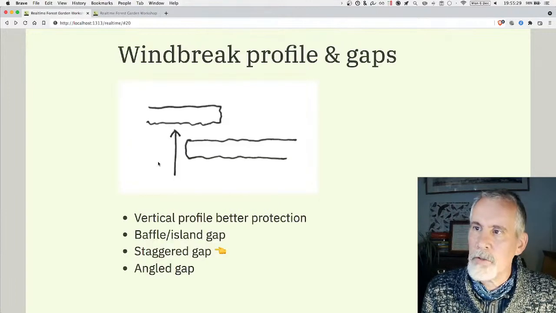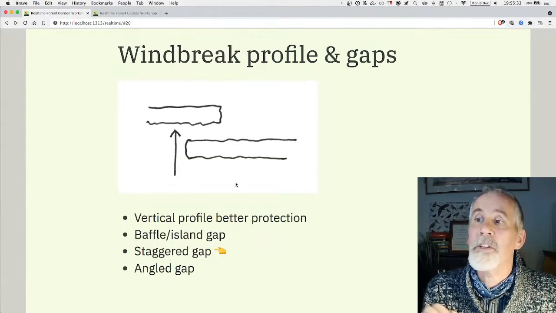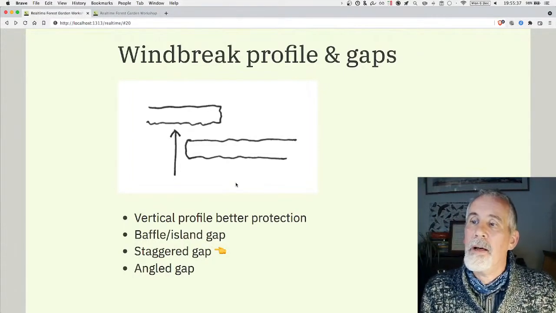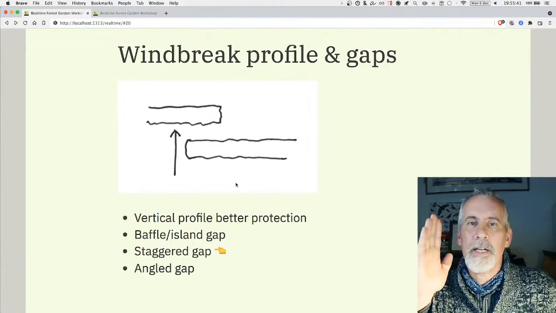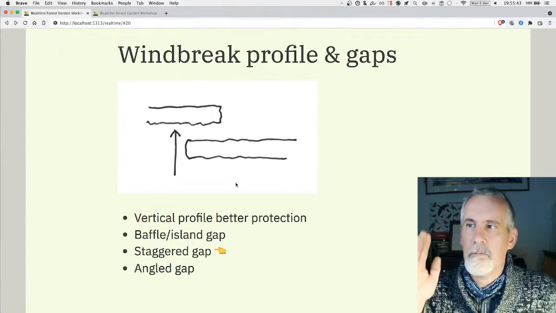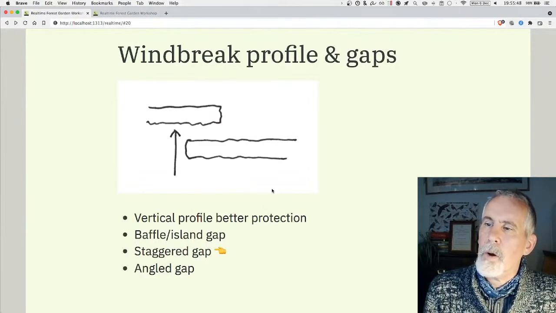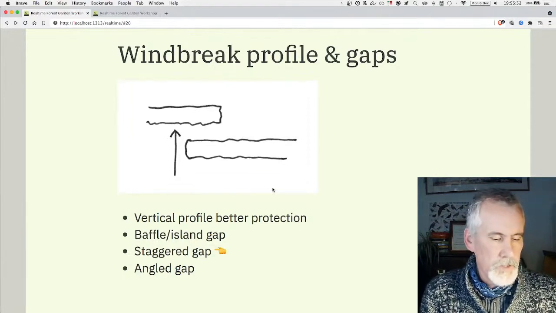You are going to have gaps in your hedges. If you don't have a gap in your hedge, you won't be able to get into your garden, will you? So there are various gaps that you can have. Apparently a vertical profile is better protection than a ramped profile for a garden. But the gaps that you want, a baffle island. I should do some more illustrations for that. I've got some more illustrations kicking around.